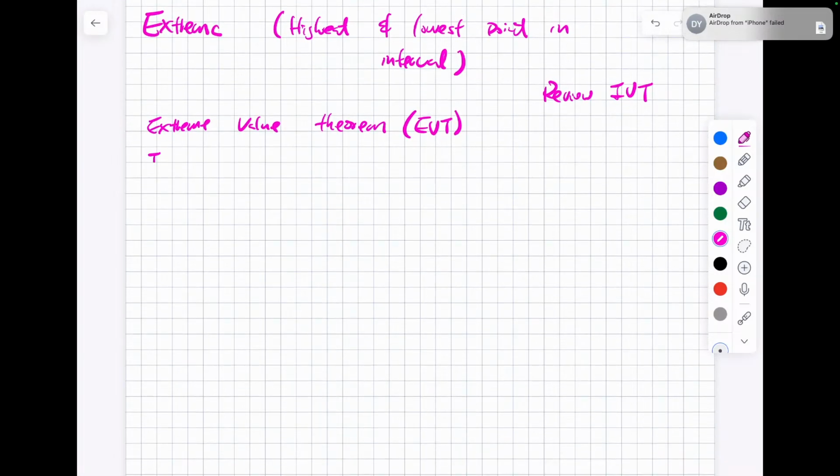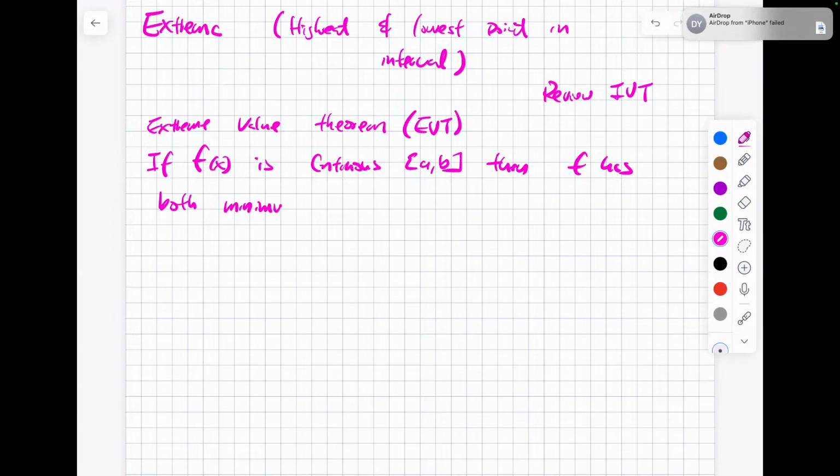So basically EVT says if f of x is continuous between A to B, then f has both a minimum and a maximum on the interval. And you're gonna be like, wait, what does this mean?